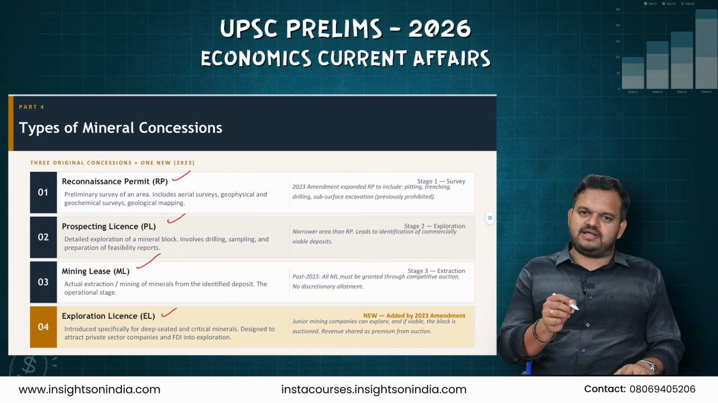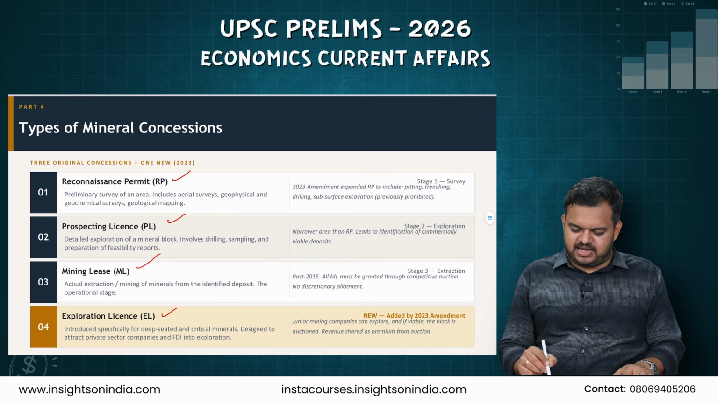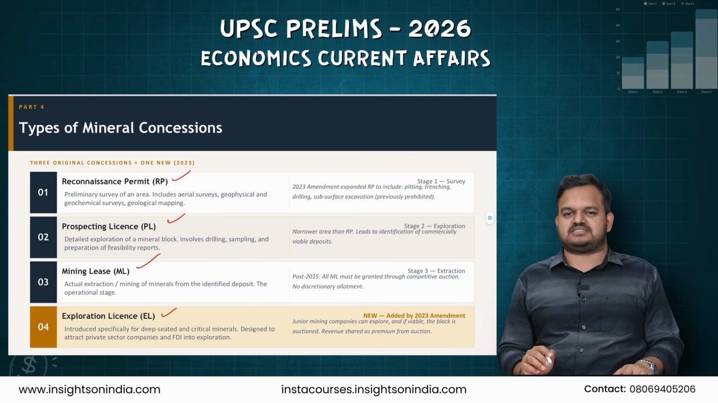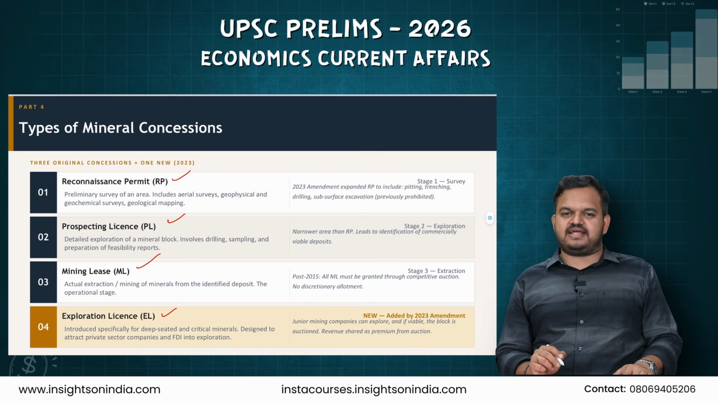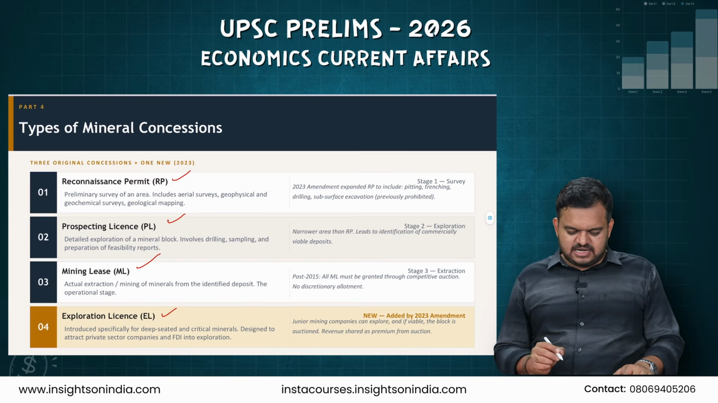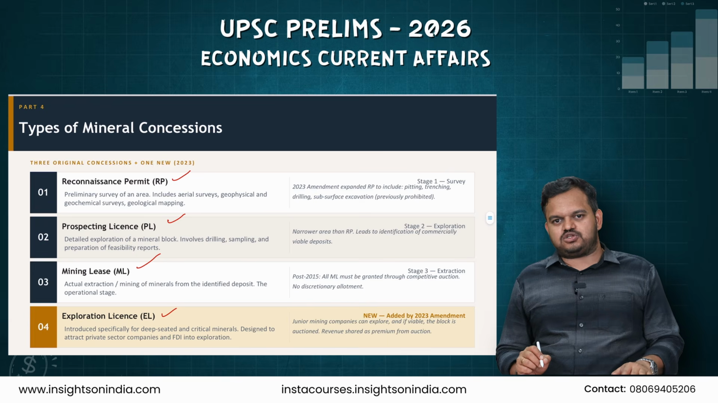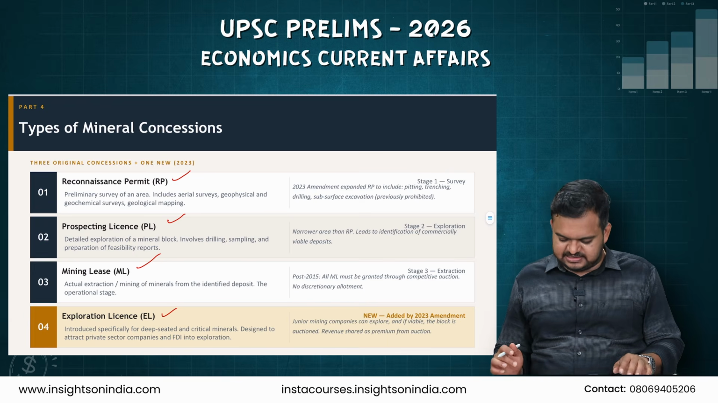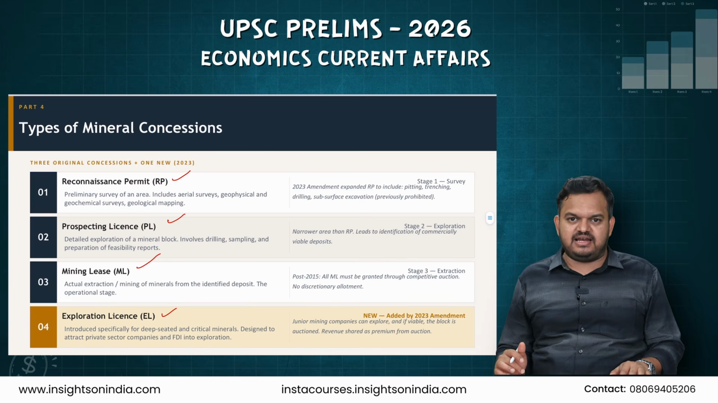Okay, so what happens in general? A company which has to do mining has to take separate licenses or permits for all these three processes. Once reconnaissance and prospecting are done, only then can they carry out their mining process. Now the recent addition is exploration license. It is newly added by the 2023 amendment. In the upcoming slide, I will explain what is exploration license.